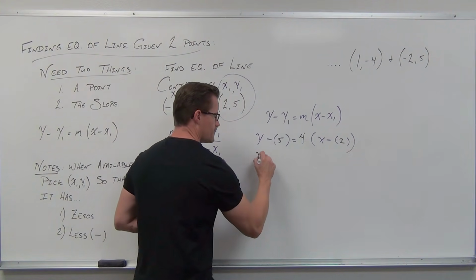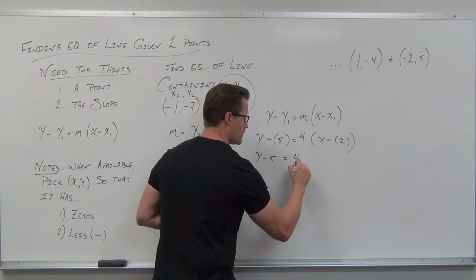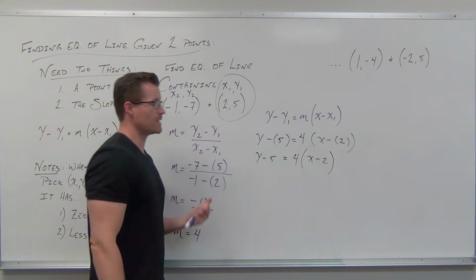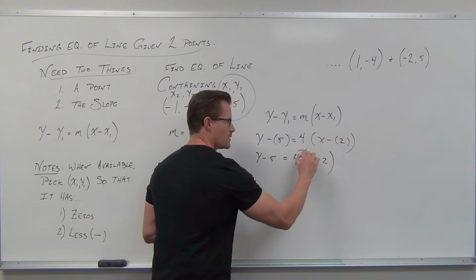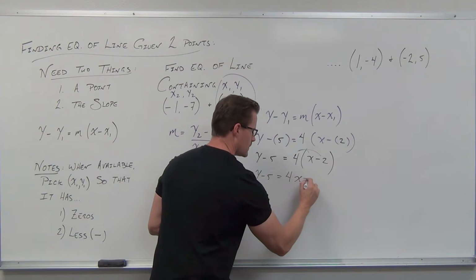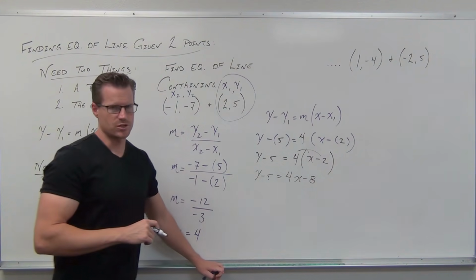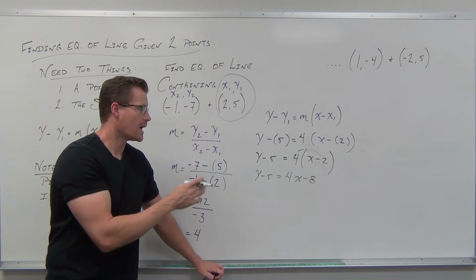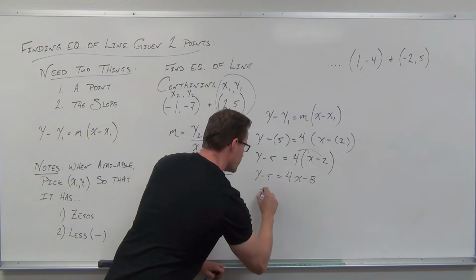So y minus 5, no problem. X minus 2, let's simplify that to remove that parentheses that really we don't need. After that, we'll distribute. Hopefully you're getting really good at distribution. We're not missing that second term. Even if we got fractions, we can do it. And lastly, we're going to solve for y.